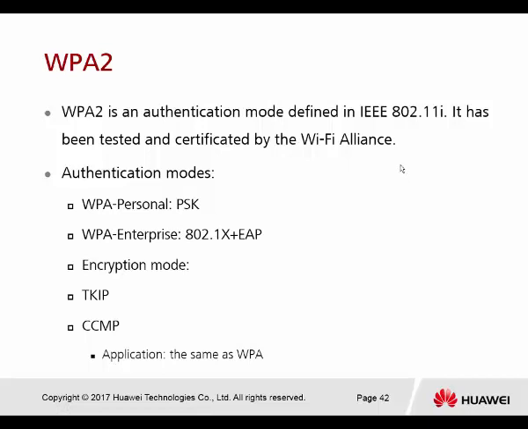WPA2 is very similar to the WPA. So they support the PSK, 802.1x. For the encryption mode, you can use the TKIP and CCMP. So they have these two levels. Of course, if you're using the WPA2, it's recommended to use CCMP, because the encryption algorithm is much better. It's not using the RC4. If you're using the TKIP, it's still using the RC4.